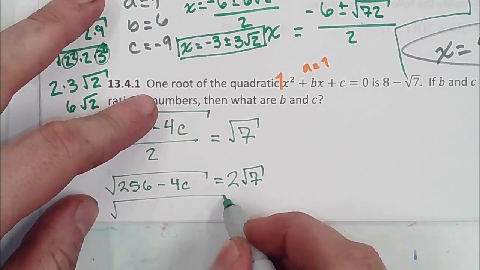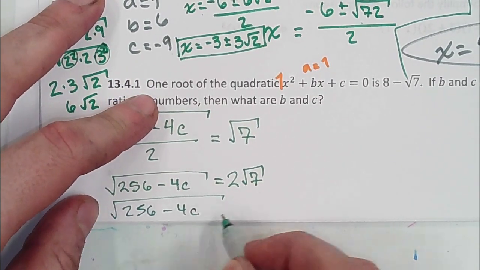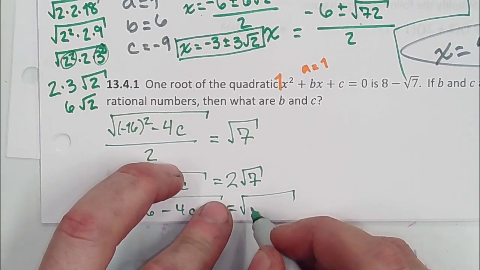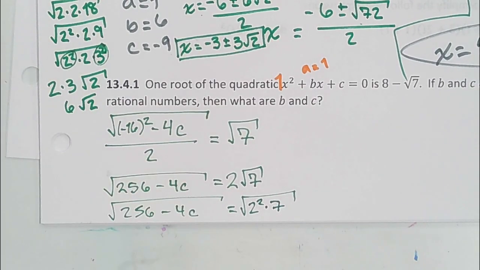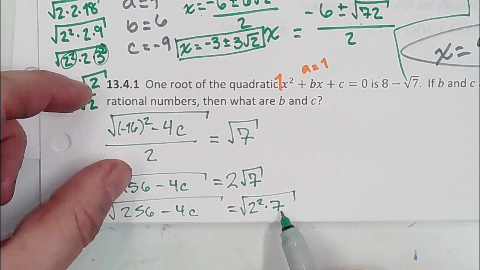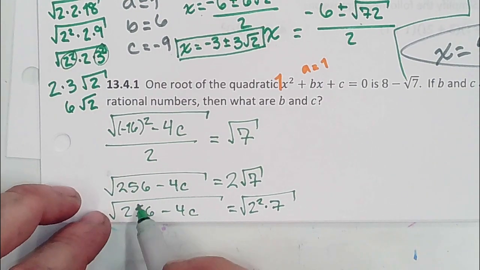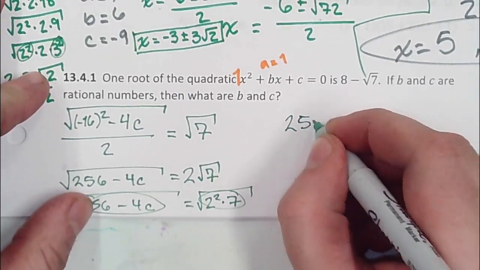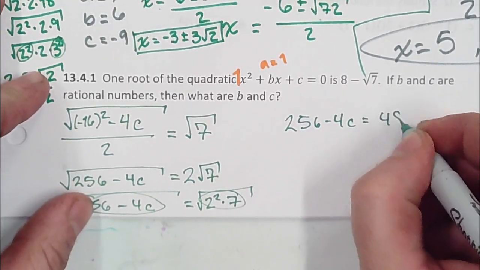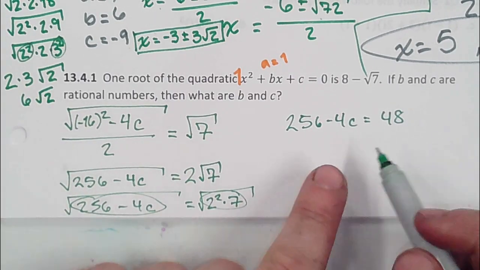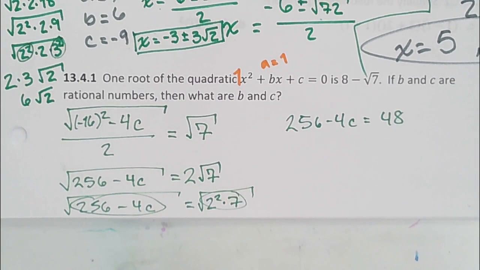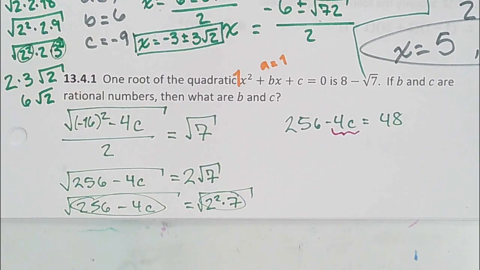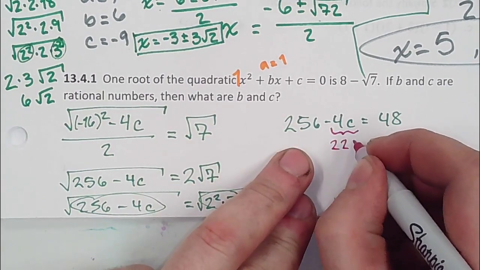I'm going to say that the root of 256 minus 4c must equal the root of 2 2's on the inside times 7. This and this are equivalent. So this is really 4 times 7. So that's 48 inside the root. So what's inside this root must equal 48. So in other words, I know this. 256 minus 4c must equal 48. Now the question is, what do I subtract from 256 to get 48? Well, it turns out that all of this, whatever 4c is, needs to be 228.